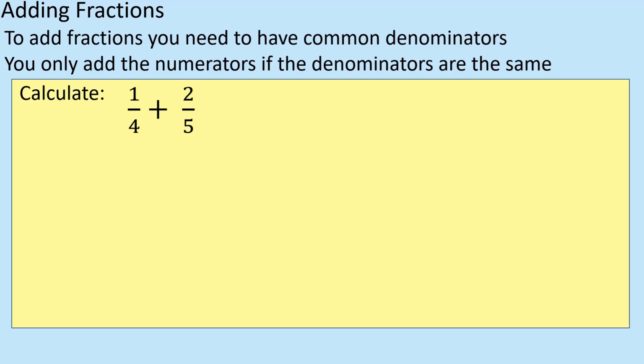Okay, so you've got a quarter and 2/5, so hopefully you can see straight away you do not have a denominator that is the same. The denominator, in case you weren't sure, is the number at the bottom. These need to be the same, so I need to get them to be the same.